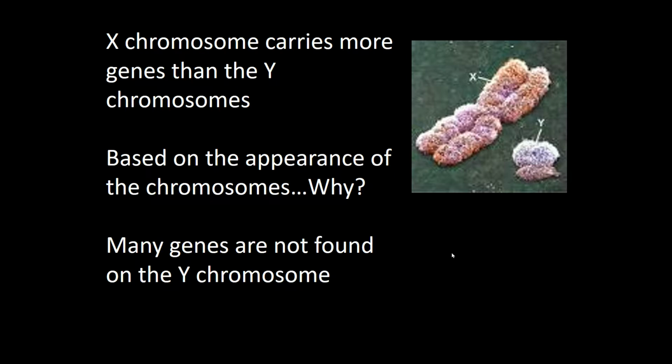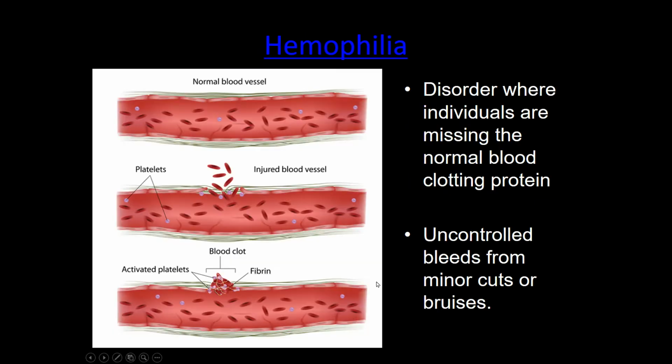The X chromosome carries more genes than the Y chromosome, and it's bigger because it has more genes. The chromosomes are made of DNA, so it obviously has more genes on it. All right, so the first thing I want to talk about here is a disease called hemophilia.